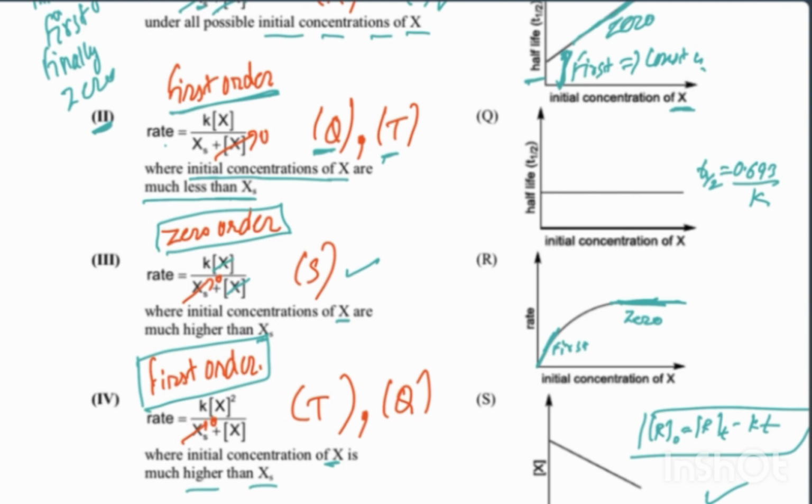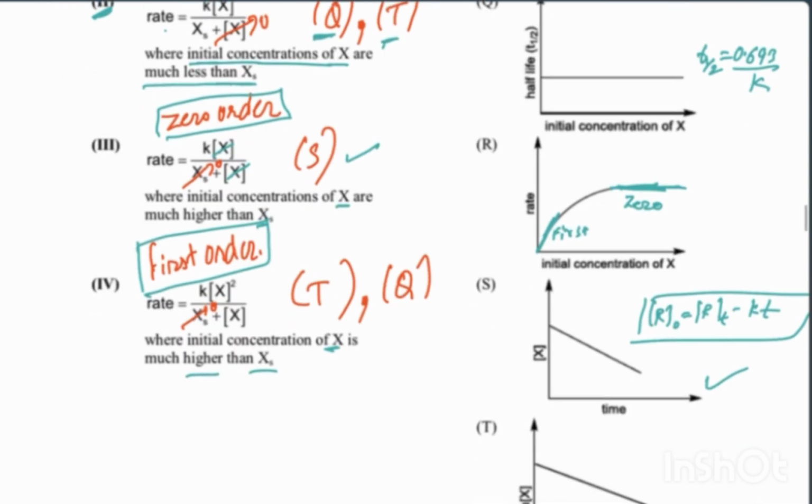And in the third, the initial concentration of x is much higher than xs. That means because the initial concentration of x is much higher, xs will be neglected, and we will get the zero order reaction. For zero order, the graph is only S matching with this. In the fourth equation, if you see, x is much higher than xs. If x is higher, then xs will be neglected, and the reaction will become first order. That means Q and T.